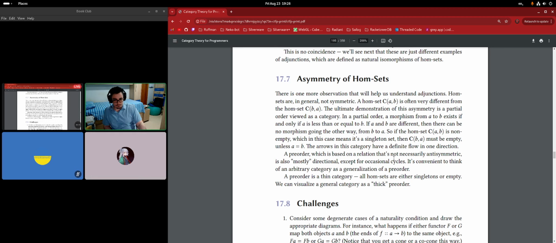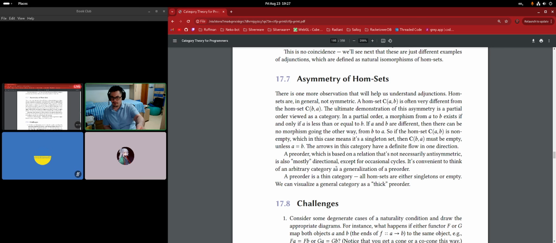A preorder, which is based on a relation that's not necessarily antisymmetric, is also mostly directional, except for occasional cycles. It's convenient to think of an arbitrary category as a generalization of a preorder. A preorder is a thin category. All home sets are either singletons or empty, which we've seen before. We can visualize the general category as a thick preorder. I don't know what this means yet. How can you generalize any category to be a preorder? It's the other way around. You can generalize a preorder to get a category. I read this wrong. You were right.